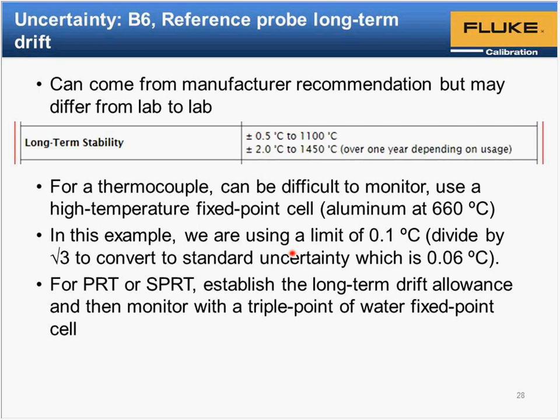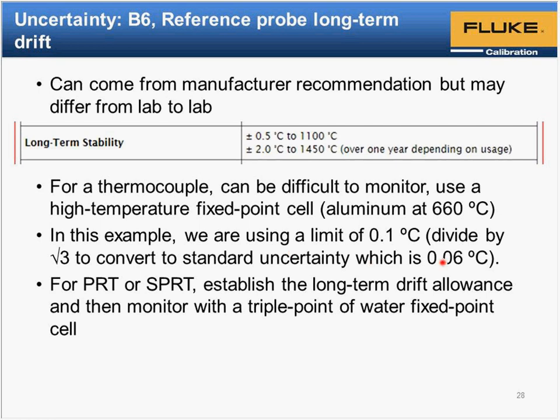Unfortunately, measuring the triple point of water or the ice bath on a reference thermocouple really doesn't help much, because it's so different than measuring it at high temperature. At any rate, though, we determined from monitoring our reference thermocouple from one calibration to the next that we have a drift limit of 0.1 degrees C at 1,000 degrees C.